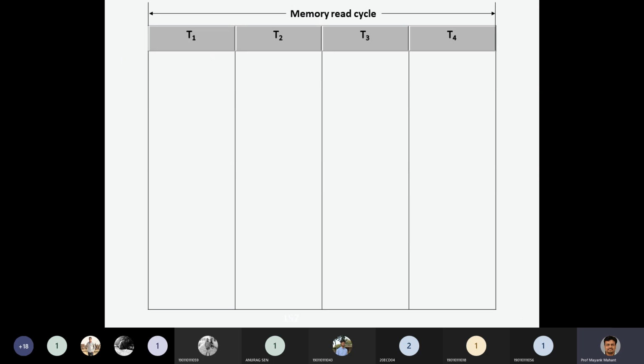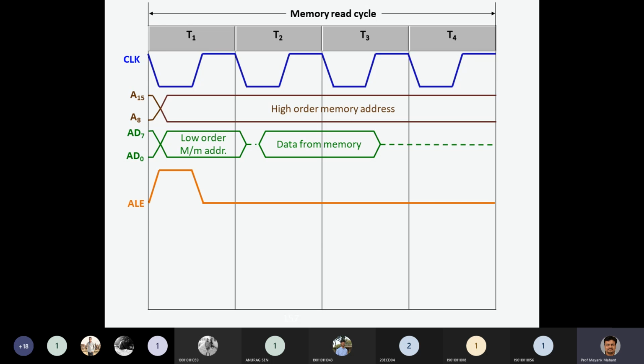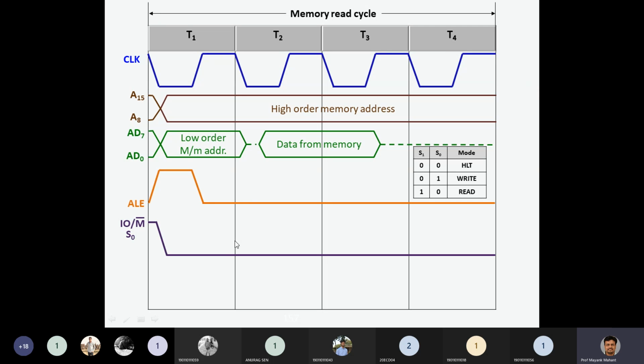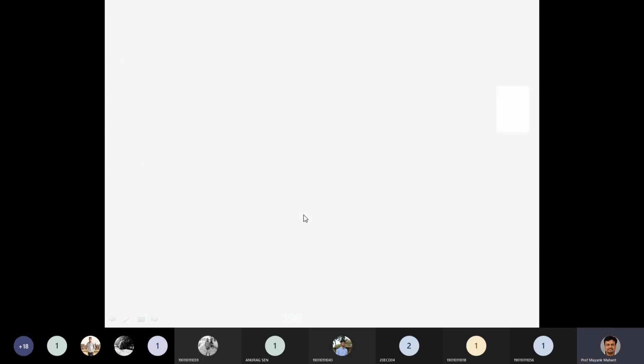The second is memory read. In memory read also we require 4 T states. The address would be put out, higher and lower, and ALE is the same. You will make your memory read active, but at the same time you will keep S1 equal to 1, so you will be reading the memory. We have already discussed that if S1 equals 1, S0 equals 0, and IO/M equals 0, it is a memory read operation, and then you will read the data from your memory.